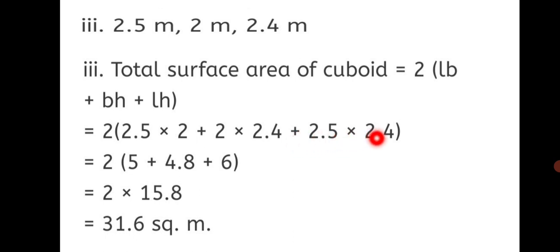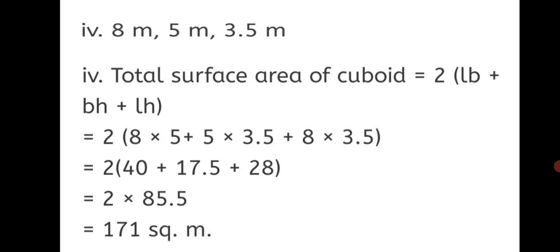Now multiply these. So you get 2.5 into 2 is 5, 2.4 into 2 is 4.8 and 2.5 into 2.4 is 6. Add the numbers inside the bracket. You get 15.8. You multiply by 2, you get 31.6 square meter. Now since you see the question, here we have the units in meter. So the answer will also be written in square meter.